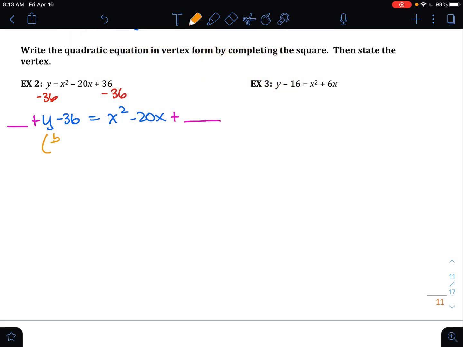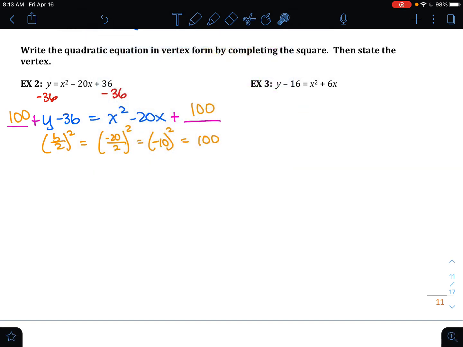All right, so I am adding the value of b divided by 2 squared. Okay, so my b value is negative 20. So negative 20 divided by 2 is negative 10. And then when I square negative 10, I get positive 100. So those go in both blanks.